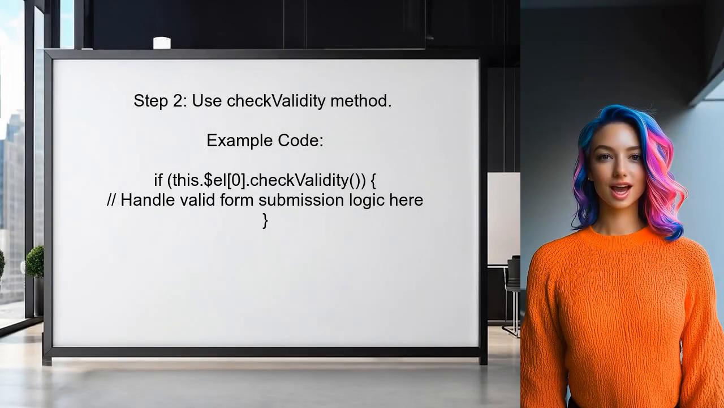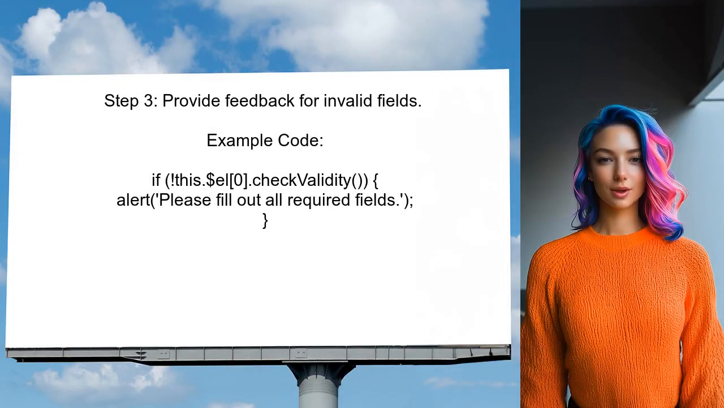Next, the user can utilize the checkValidity method on the form element. This method returns true if the form is valid, allowing the user to handle the submission logic accordingly. Additionally, the user can provide feedback if the form is invalid. This can be done by displaying a message or highlighting the invalid fields.